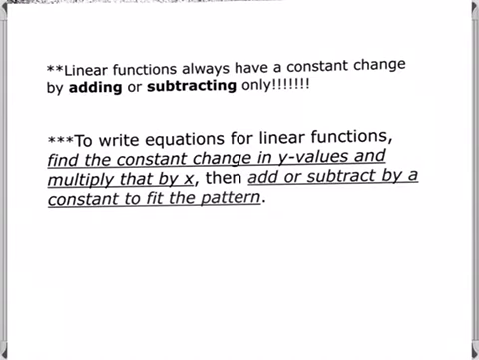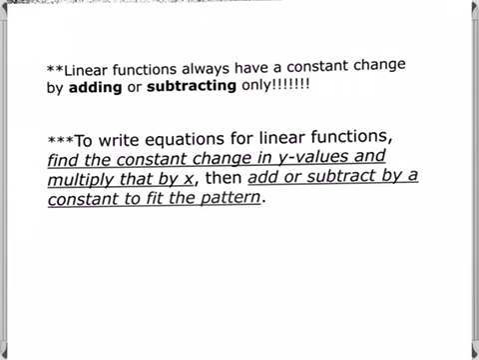Linear functions always have a constant change by adding or subtracting only. So when you go to find the pattern with a linear function, you're going to notice that the pattern is going from 1 to 2 was like what we just saw. They're adding to, adding to, adding to.